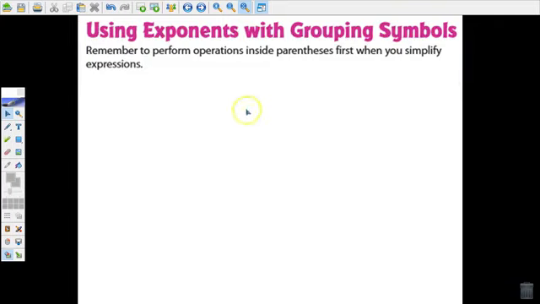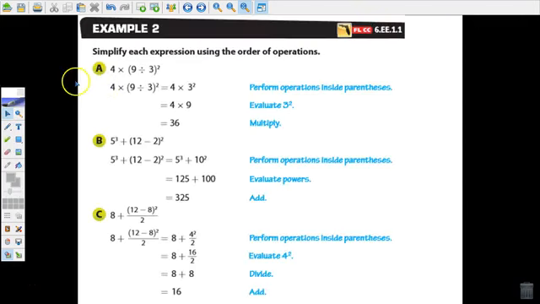Now we're just using exponents with grouping symbols. Remember to perform operations inside parentheses first when you simplify expressions. So it's the same exact thing, except now we have parentheses. So simplify each expression using the order of operations. P, parentheses first. 9 divided by 3 is 3. And then exponents. So 3 squared is 9. Then we multiply 9 times 4 to get 36.